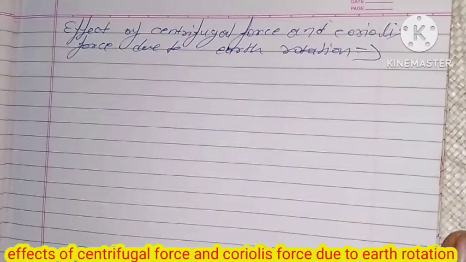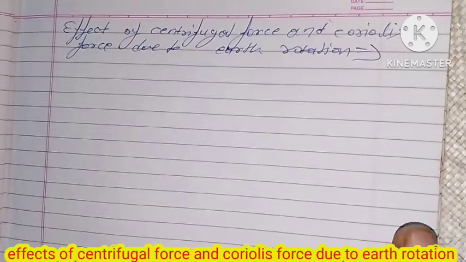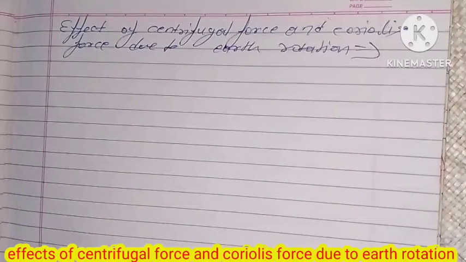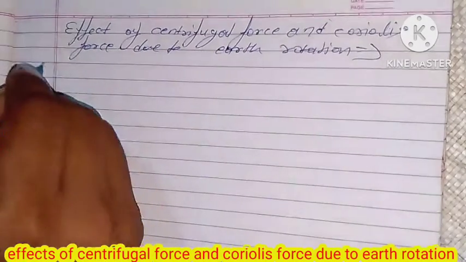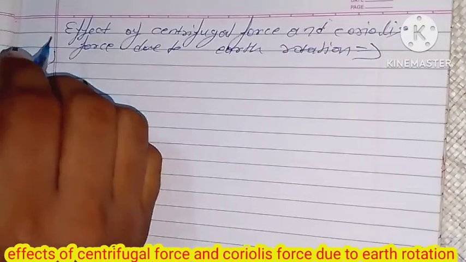Since the earth is rotating uniformly about its own axis from west to east, a reference frame fixed on its surface is clearly a rotating frame of reference. As a result, two fictitious forces, the centrifugal force and the Coriolis force, must act on a particle at rest and in motion respectively. Relative to the rotating frame of reference, let us examine the effect of these two forces. First is the effect of centrifugal force.